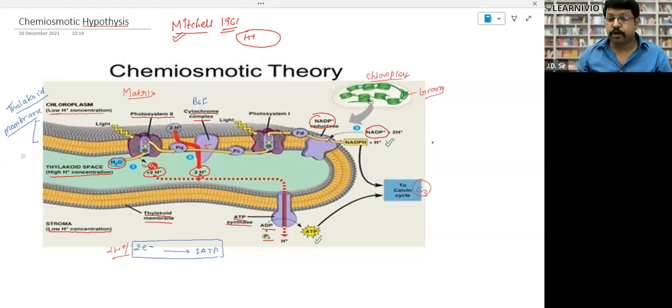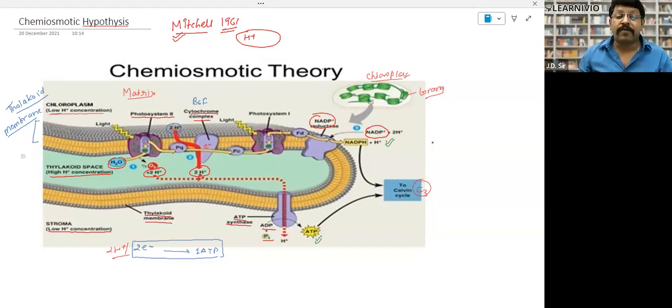Due to the passage of these 2 electrons, 2 hydrogen ions are pumped in. Again, the hydrogen ion concentration increases. Then this electron is transferred from the b6f complex to plastocyanin, then to photosystem 1, then ferredoxin, then NADP plus will receive the electron and formation of NADPH will take place. Due to breakdown of water molecules and due to passage of electrons through b6f, the hydrogen ions are pumped in.